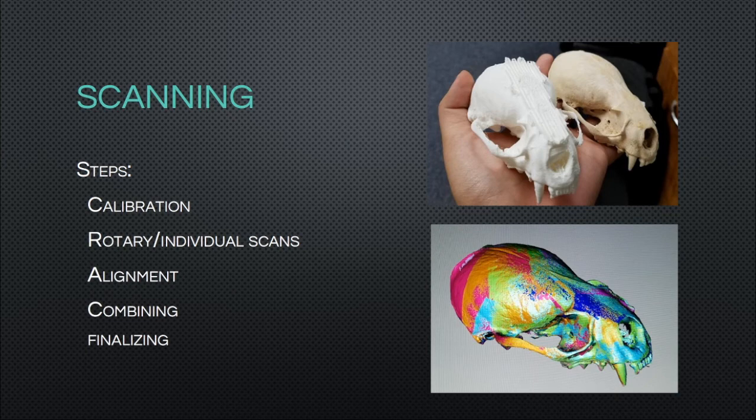The individual scans are just a single still, which are then layered on top of each other in the alignment process. And you can see here, this is before we combined all of the scans together, and all the different colors that you see are different scans that we took of the skull. After aligning, we combined them all into one file, and then we finalized it.